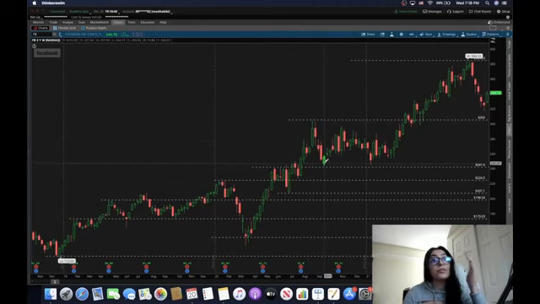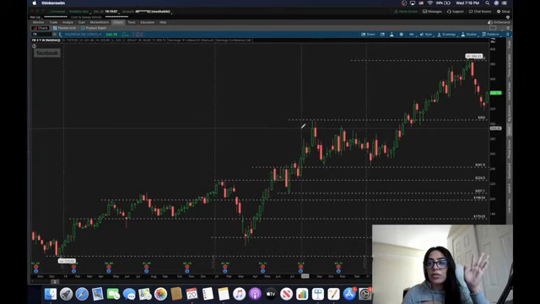Where does it touch to? The 242. That was our previous resistance. That is now support. Stock kind of ranges in between 305 and 242. It does have a slight level of resistance right below 305 here. You can see that it kind of consolidated here, but I'd like to see this on a smaller time frame.